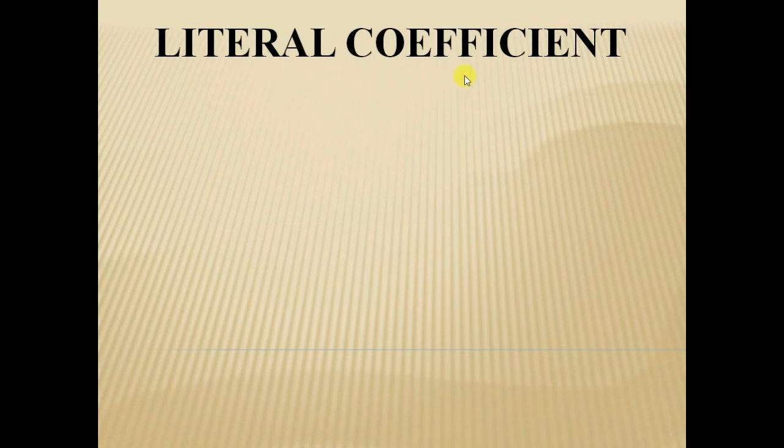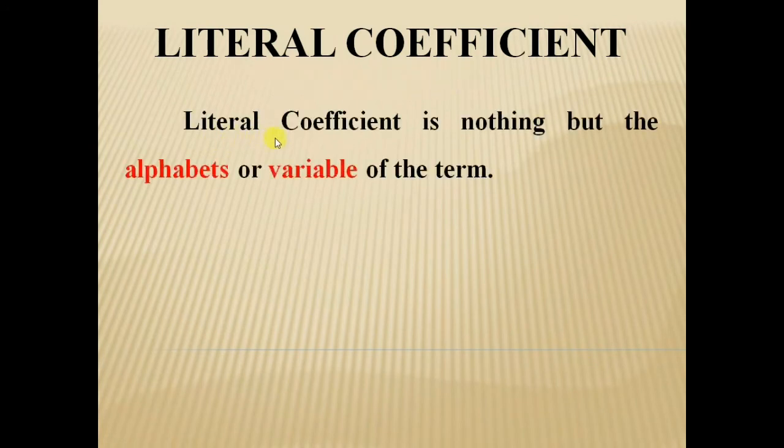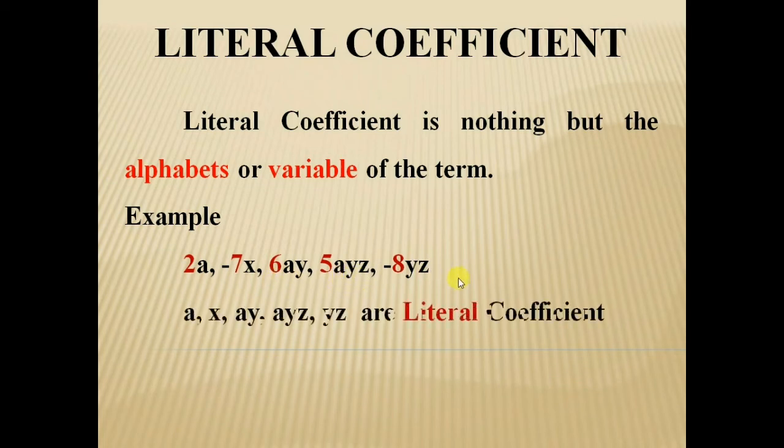Literal coefficient. Literal coefficient is nothing but the alphabet or variable of the term. For example, 2a, -7x, 6ay, 5ayz, -8yz. a, x, ay, ayz, yz are literal coefficients.